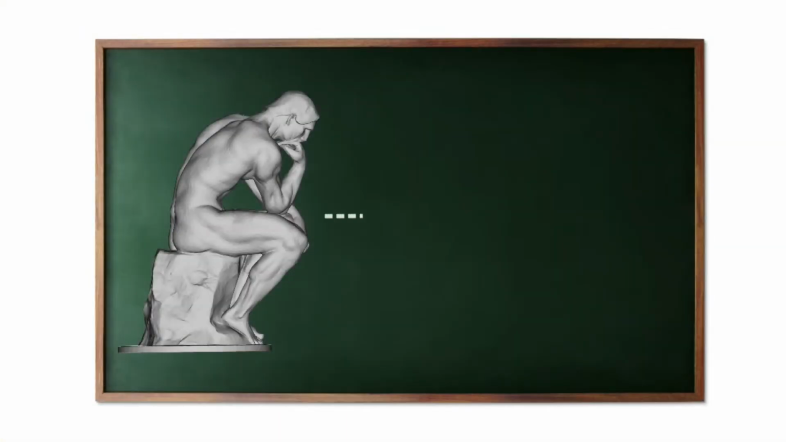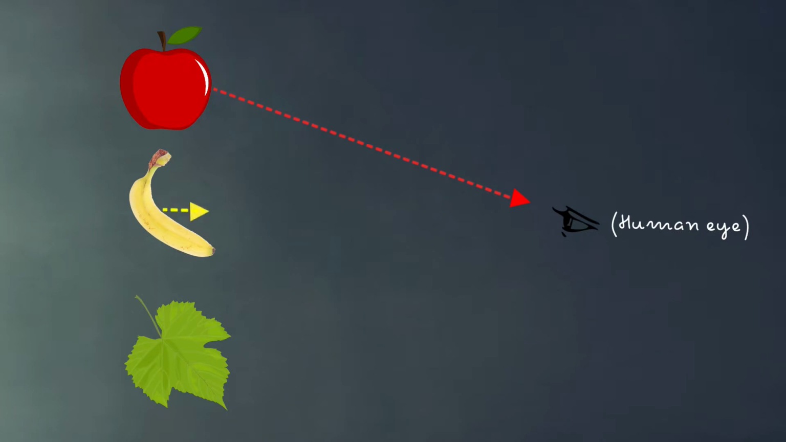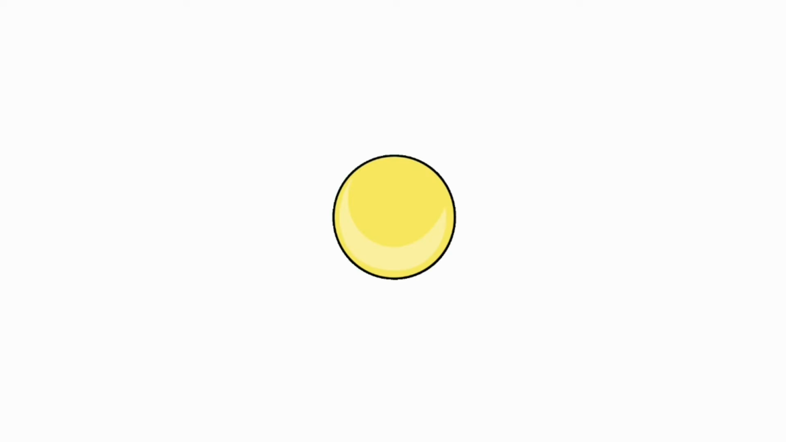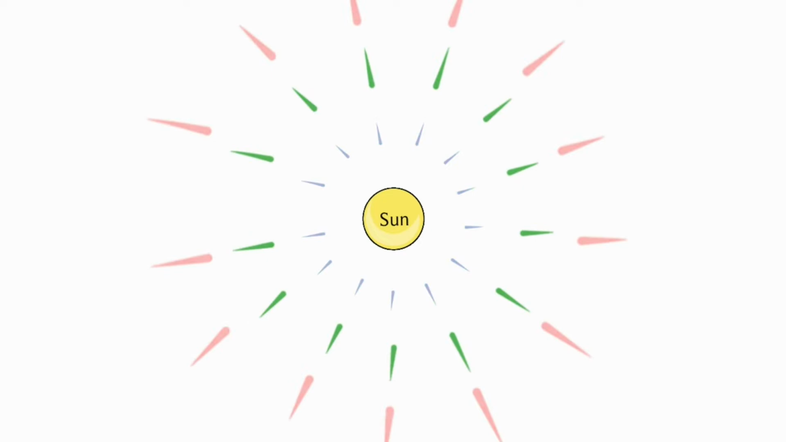It is believed the color of the object is what it reflects. Red objects reflect red, yellow reflects yellow, and green reflects green. But this is not a complete story. As we know, every color comes from our sun. Our sun is the founder of millions of colors we enjoy seeing.